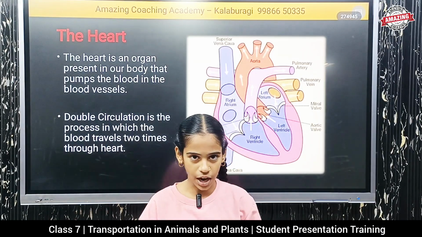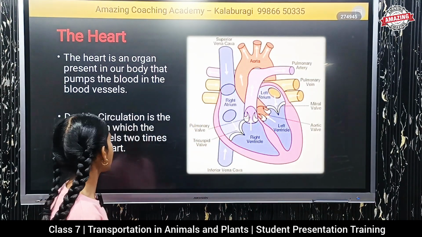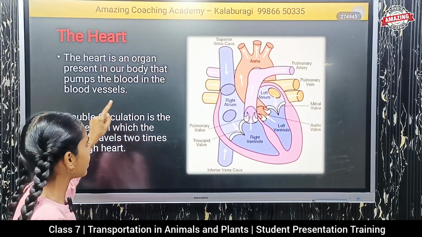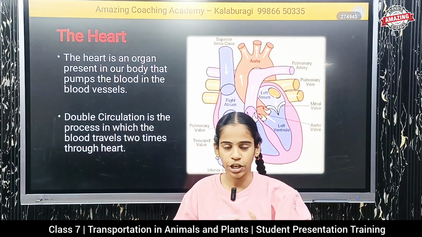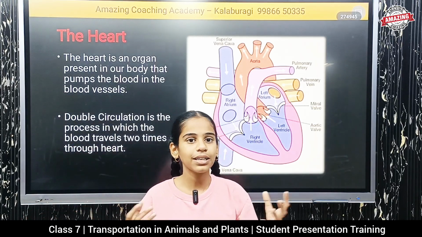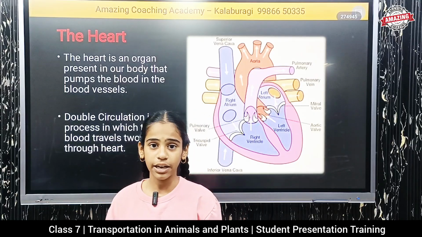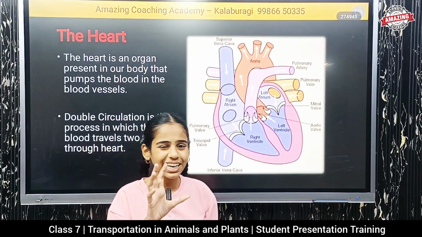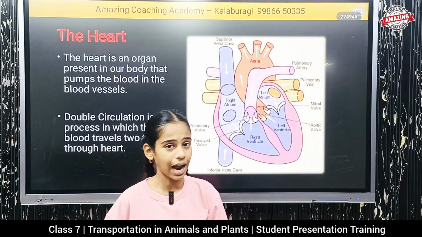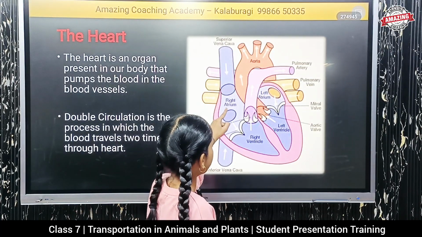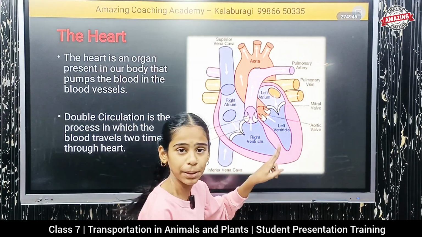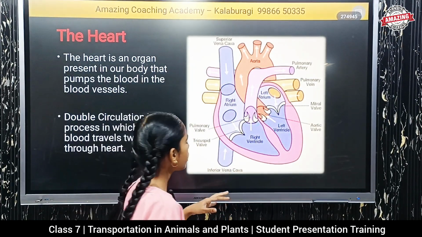Now let's jump into the heart. What is heart? Heart is an organ present in our body, pumps the blood in the blood vessel. Heart is the pumping machine of our body. It pumps the blood which carries different substances. It is located in the chest cavity. It is slightly tilted towards the left. There are four chambers of the heart: atrium. Upper two chambers are called atrium and lower two chambers are called ventricle.